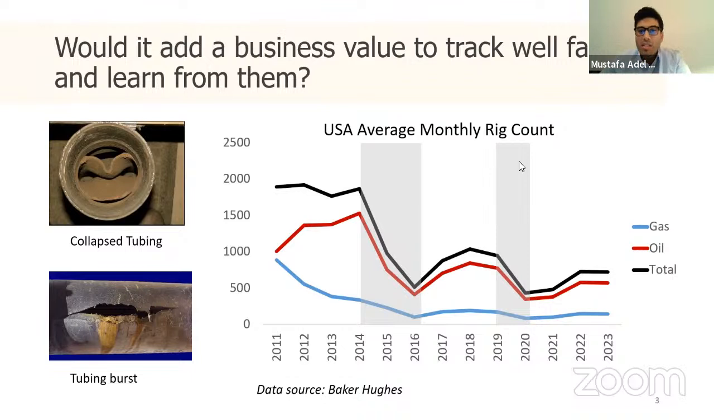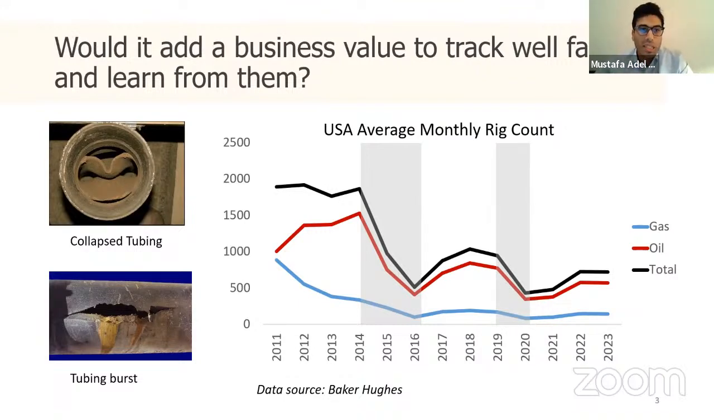The shaded areas represent a time when the oil price crashed because of COVID and because of the crisis in 2014, the price wars in 2014. If you look at these charts, you'll find that the number of activity going on in the oil and gas industry drops when the industry goes into crisis.